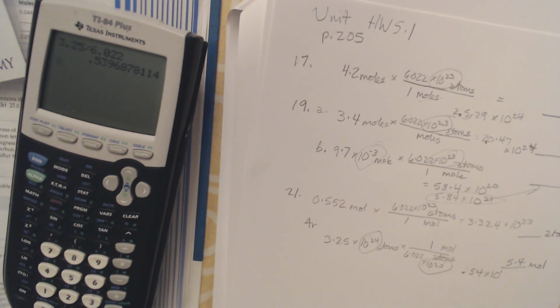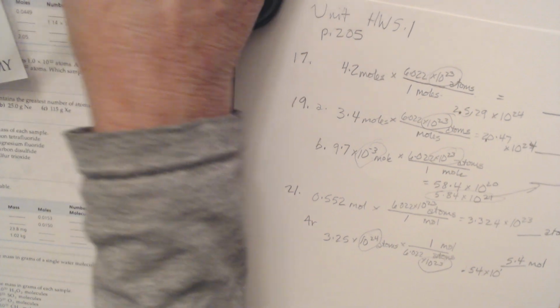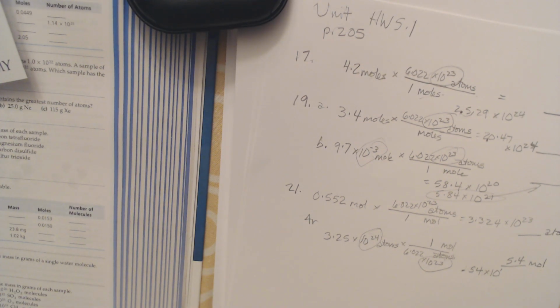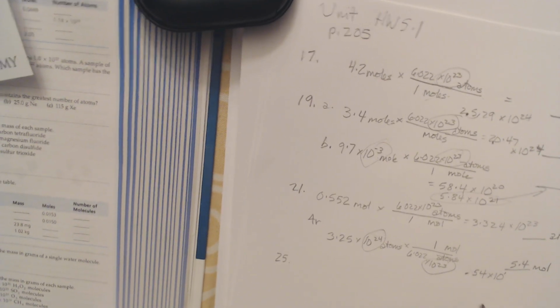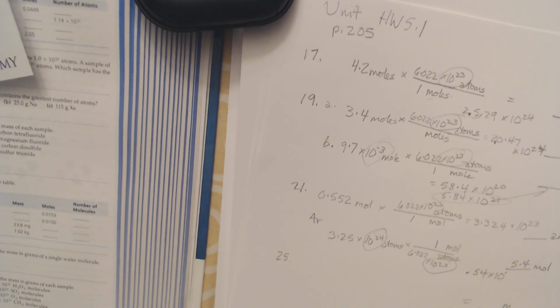All right, let's go on and do 25, shall we? Okay, 25. How many moles of tin atoms are in a pure tin cup with a mass of 28.4 grams? So they're asking for moles of tin, and I've got something that is pure tin that is 28.4 grams. So my starting point is 28.4 grams.